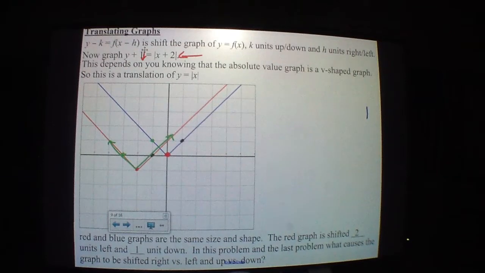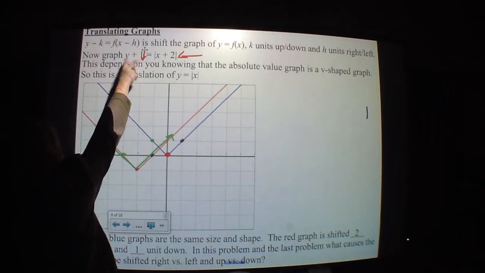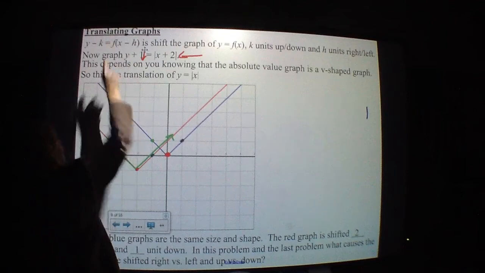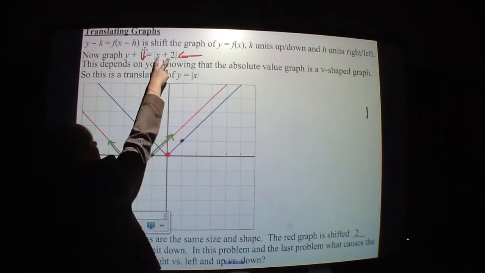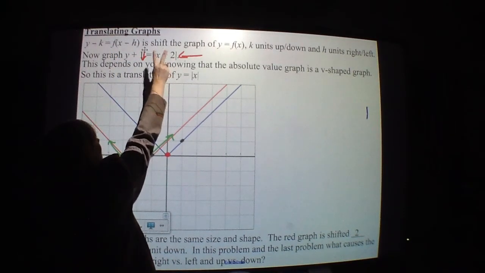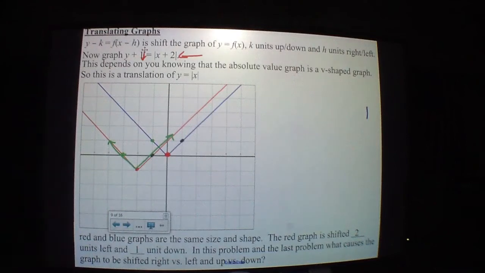So notice, plus 1 made it go down. The minus 1 would make it go up. Plus 2 makes it go left here. A minus 2 would make it go right there.